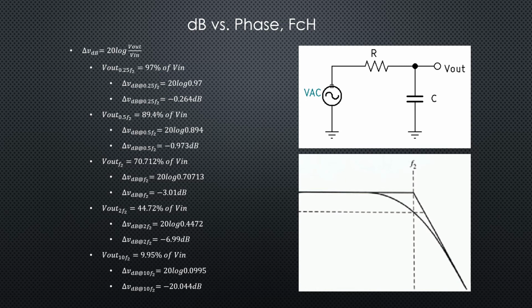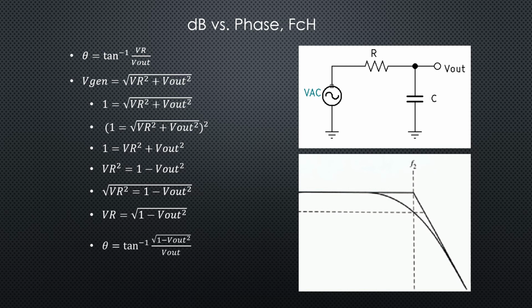At 2 F2, that's our octave. Now we expect that to be 6 dB down. That's known as the 6 dB point. The first octave is known as the 6 dB point, and we see that we get a minus 6.99 dB at that point. And at our first decade, that is known as the 20 dB point, and we see that we do in fact have minus 20.044 dB.